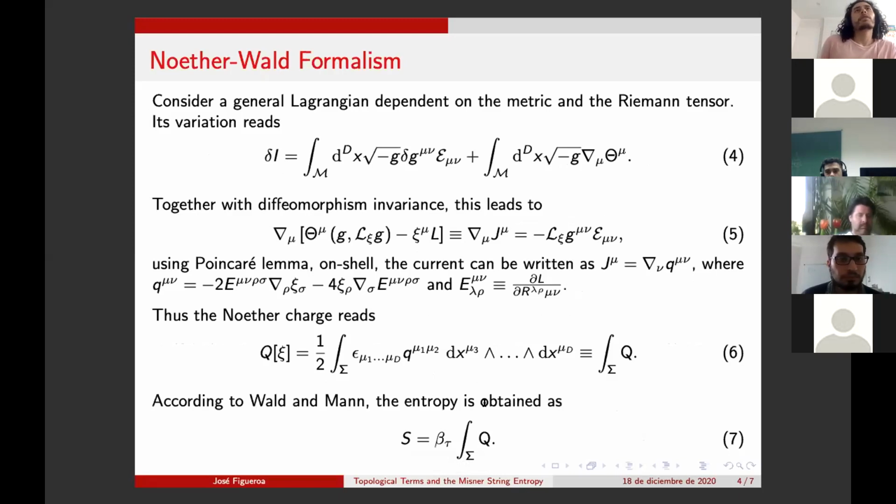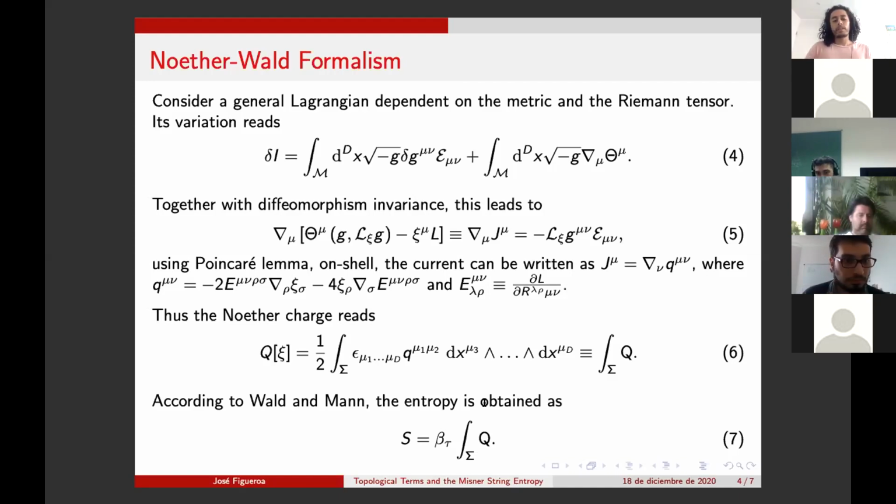A quick review of the Noether-Wald formalism. If one considers a general Lagrangian, depending on the metric and the Riemann tensor, its variation reads as 4, and together with the diffeomorphism invariance, this leads to equation 5, that is that the divergence of a current is proportional to the equation of motion. So on shell, one can use the Poincaré lemma to write this current as the divergence of another antisymmetric tensor. And one can have the Noether charge as in 6.